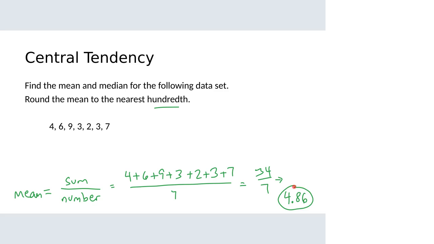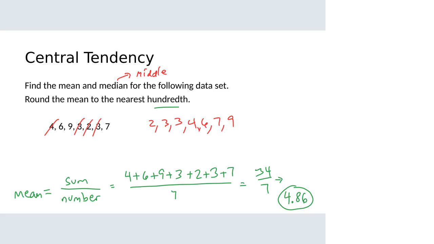We were also asked to find the median. The median is the number in the middle, but before we find the median, it is critical that we take these data points that we've been given and arrange those from least to greatest. So that'll be 2, 3, 3, 4, 6, 7, 9. Now I have my data points arranged from least to greatest.